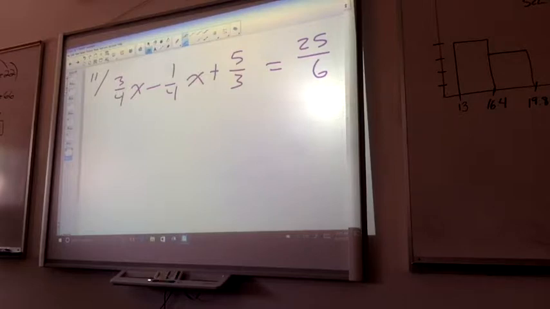Alright, I'm going to multiply each term by 12 over 1. What did I do? When I do that, that's going to allow this to be a 1, this to become a 3. So I have to go 3 times 3, so that becomes 9x. Because I reduced it. 4 goes into 12 3 times. 3 times 3 is 9. Here, that's going to cancel.